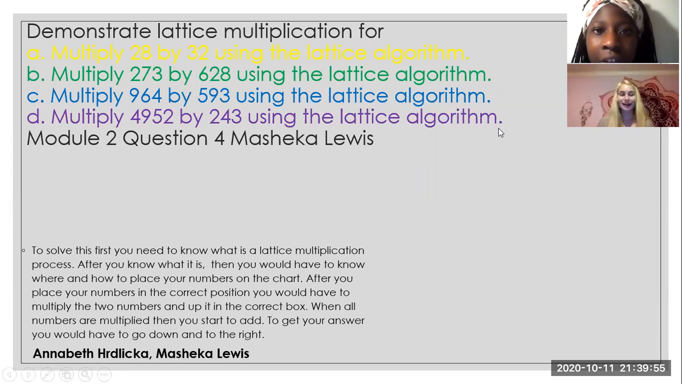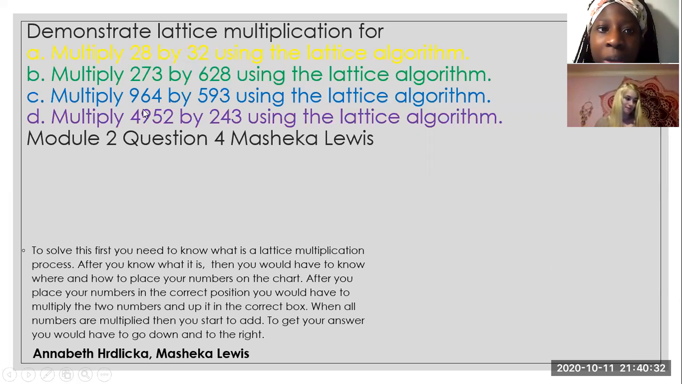Okay, so for this one, it's lattice multiplication. So you have to use a box, and my question for you is, how do you know which numbers go in each row for the box? Well, to see what number goes in the row, you use the top. What goes on the top is the first number, and what goes on the right will be the second number. So 28 will go to the top, and 32 will go to the right.